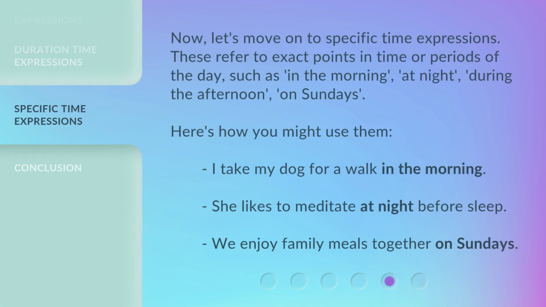Now, let's move on to specific time expressions. These refer to exact points in time or periods of the day, such as in the morning, at night, during the afternoon, on Sundays. Here's how you might use them. I take my dog for a walk in the morning. She likes to meditate at night before sleep. We enjoy family meals together on Sundays.